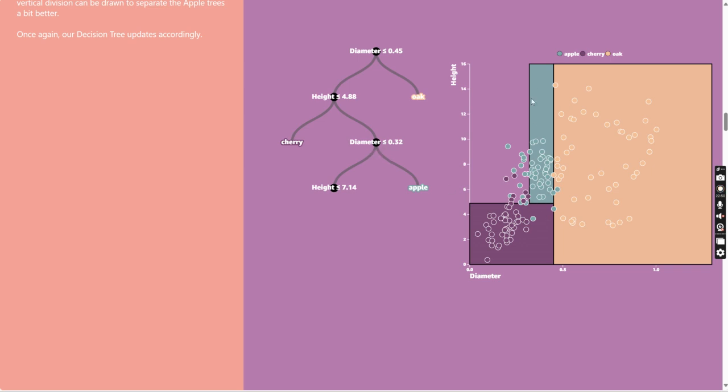The third split is happening on the basis of the diameter again. So in order to classify apple trees, notice one thing. The whole aim of this decision tree splitting is to get pure splits. A pure split is nothing but you want to have the same type of data in each split. Wow, very minimal.